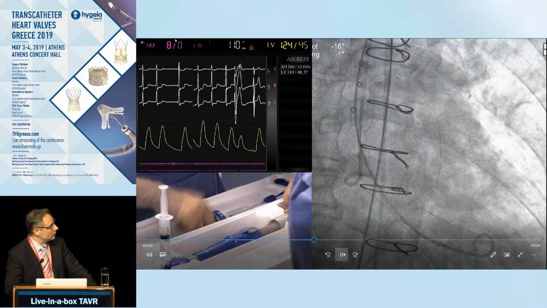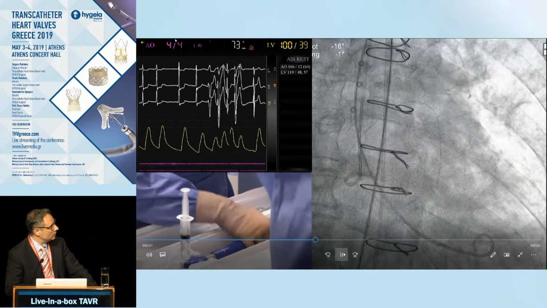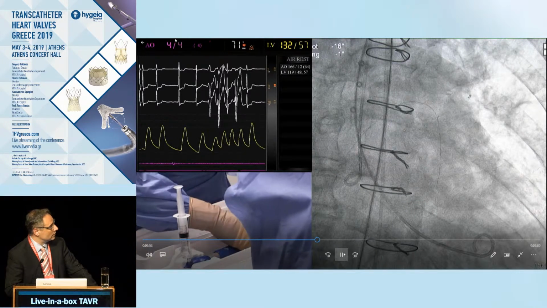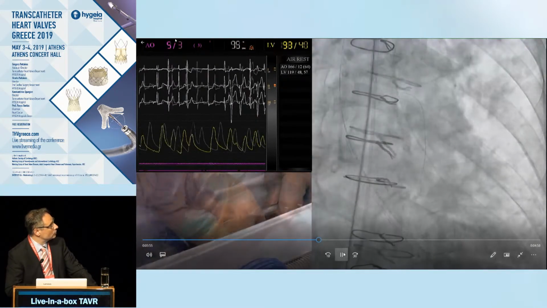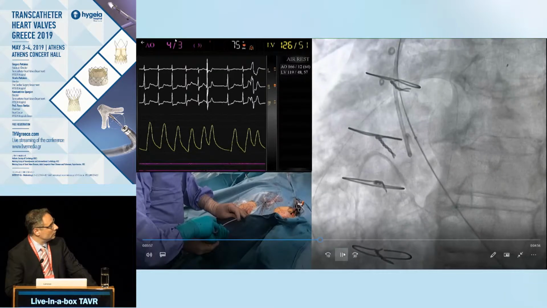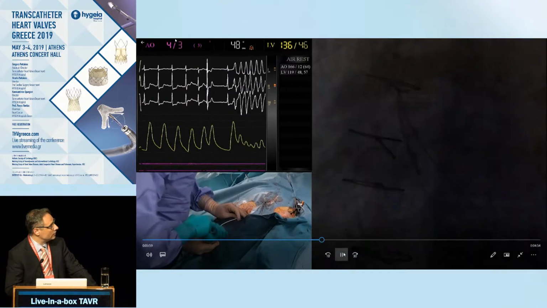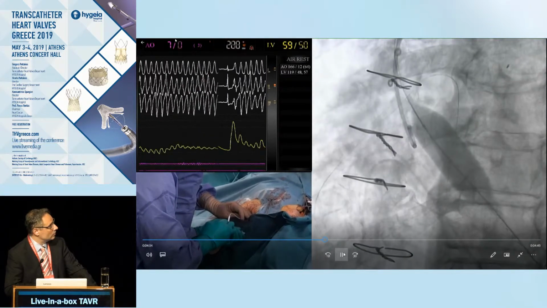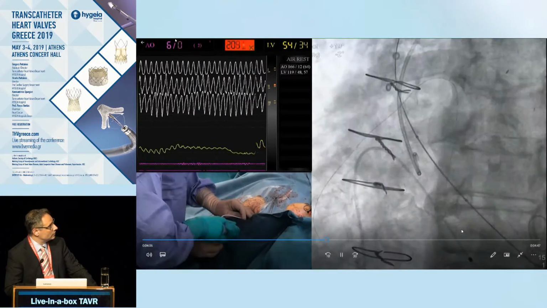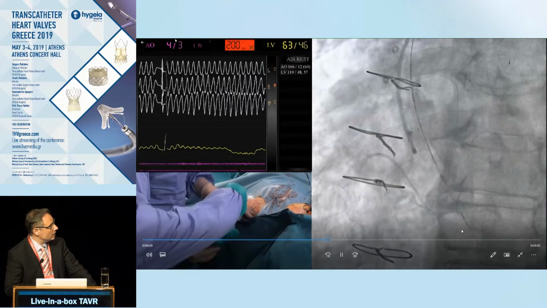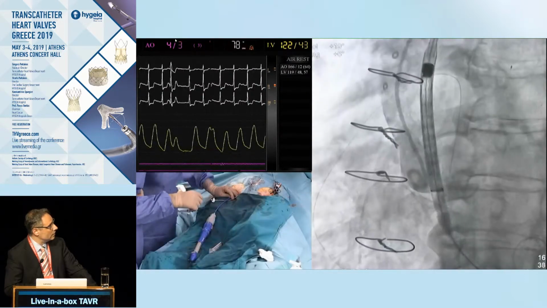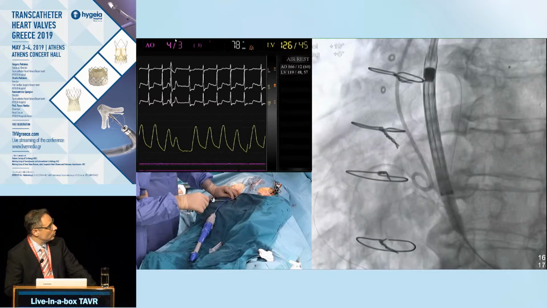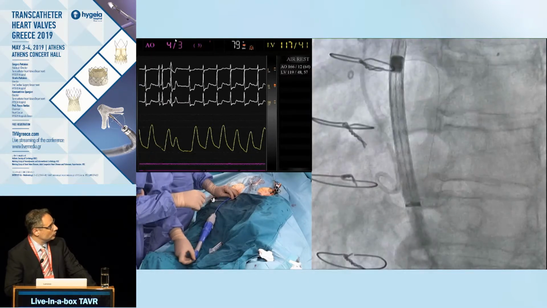At that time, we usually do simultaneous hemodynamic assessment, and then we proceed with a valvuloplasty. Here is a Z-Med balloon, 18 millimeters, with a well stabilized balloon, maybe mild paravalvular leakage, and thereafter we start the deployment of the Evolut R, 29 millimeters in dimensions.